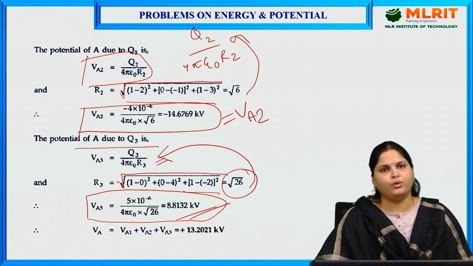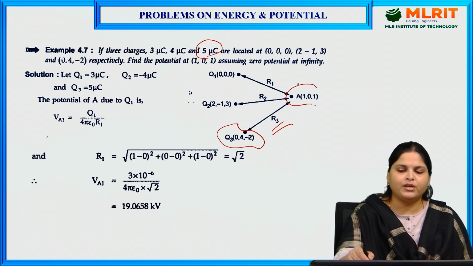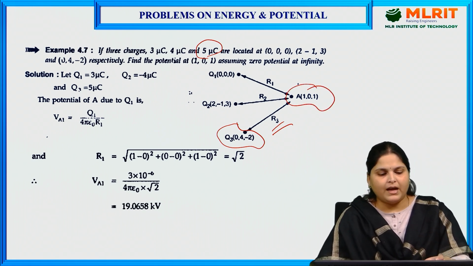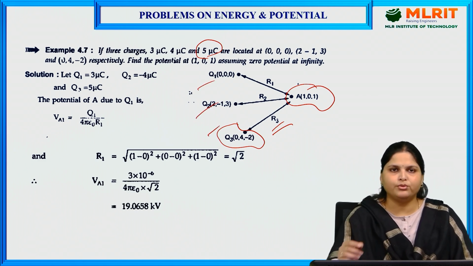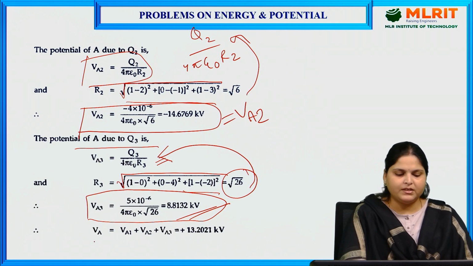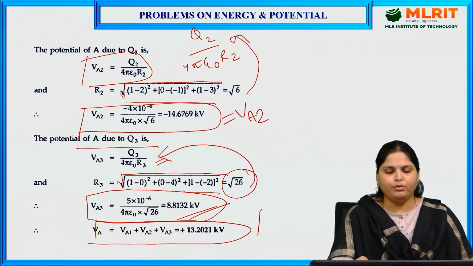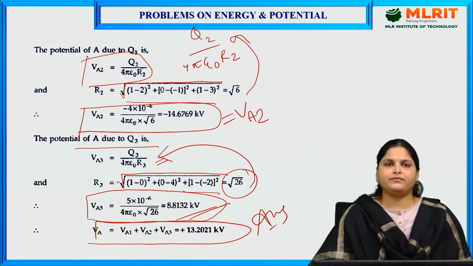We get 8.8132 kilovolts. Now, as I said, we are finding the total potential at point A. So we will add all the potentials due to Q1, Q2 and Q3, and we get 13.2021 kilovolts. This is the potential at point A due to three different charges present at three different locations.